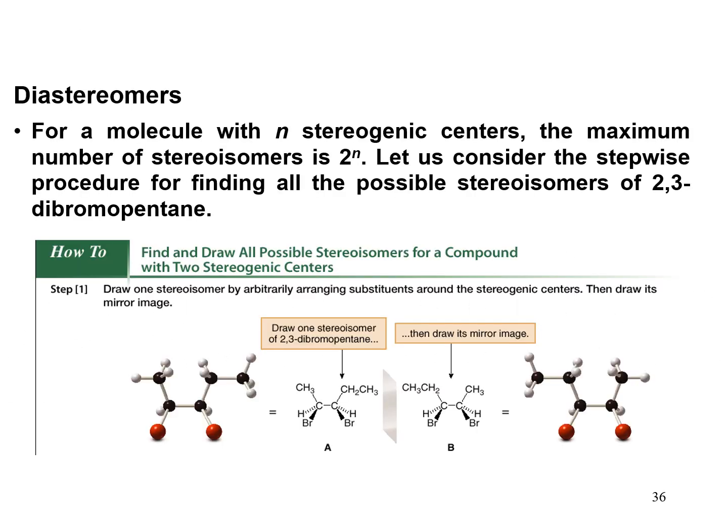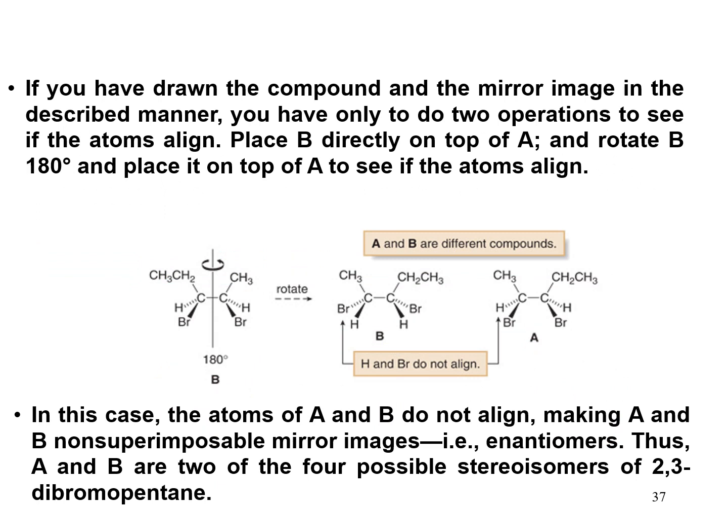The other one is diastereomers. For a molecule with n stereogenic centers, the maximum number of stereoisomers is 2 to the power of n. Let's consider a stepwise procedure for finding all possible stereoisomers of 2,3-dibromopentane. First you have to draw the structure. Draw one stereoisomer by arbitrarily arranging substituents around the stereogenic center, and draw the mirror image of that compound. And then after that you have to identify the stereogenic center.